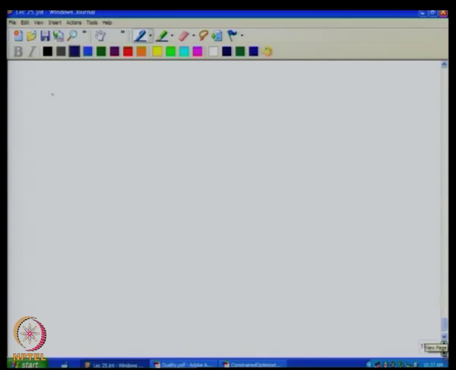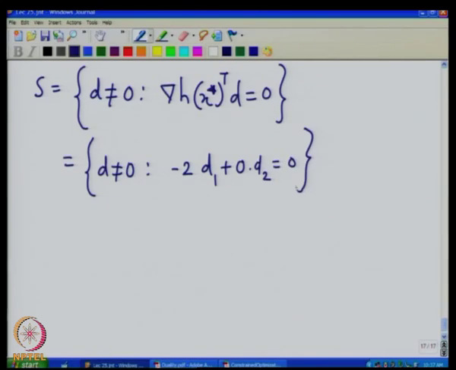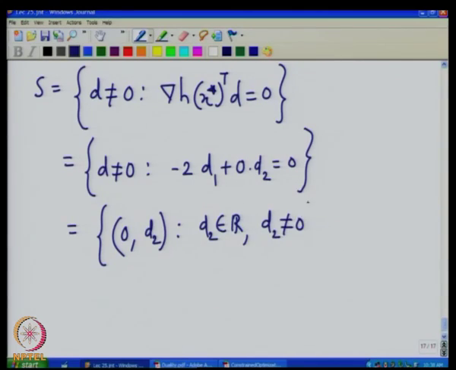Now, let us write down the set S. Since the only constraint that is active is x1 square plus x2 square equal to 1, let us write down the set D to be the set of all non-zero directions such that gradient h(x star) transpose D equal to 0. That is the set of all non-zero D such that minus 2 D1 plus 0 into D2 equal to 0. This implies that D1 has to be 0, D2 can be any value. So, the set of all (0, D2) such that D2 belongs to R, D2 not equal to 0.